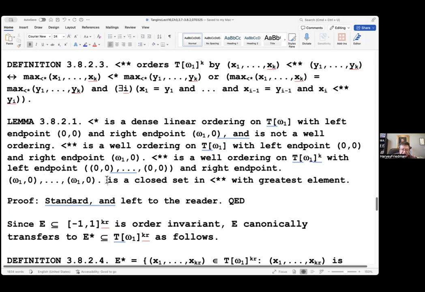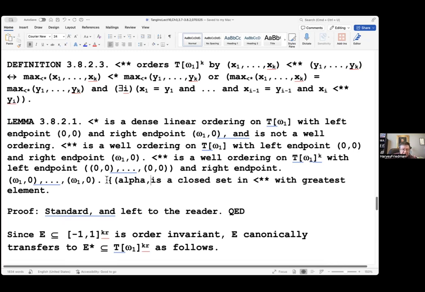Now another set, the set of all alpha 0 such that alpha is less than or equal to omega 1 plus 1, is a closed set in less than double star with the greatest element. You should be able to see that, because when we pair with 0, that's the first in that category. So this is pretty easy to see.